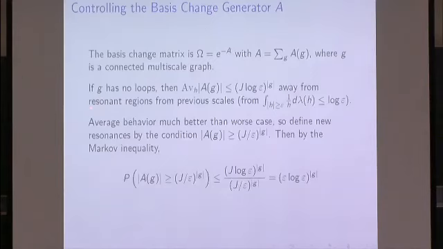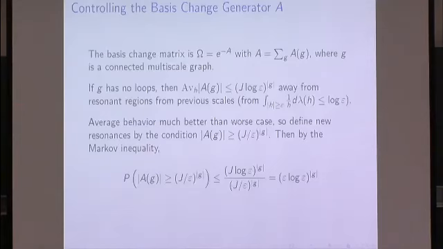And the thing is that the average behavior is much better than the worst case. In the worst case, A of G would be J over epsilon, because the energy denominator is known to be greater than epsilon. So the worst case would be J over epsilon to the G. We see the average behavior is only logarithmic in epsilon, whereas the worst case scenario is 1 over epsilon to the size of the graph.